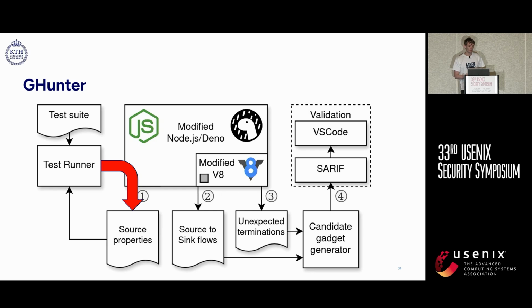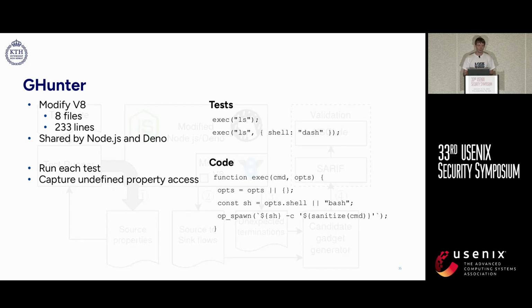What we'll do first is we will just run the test, basically, and the goal here is to find these undefined property reads that we saw earlier. The way we do this is we modified the V8 JavaScript engine. This spans about 8 files and 200 lines, and the goal here is to be able to detect whenever a missing property read occurs and then store that somewhere so we can refer to it later.